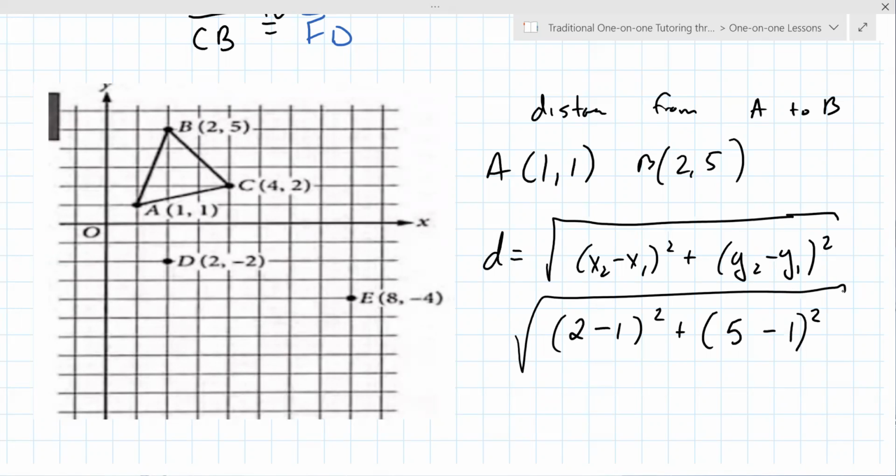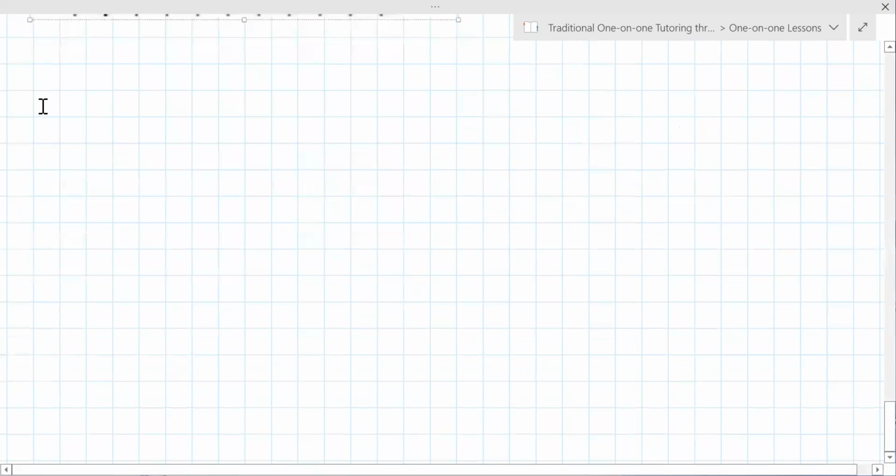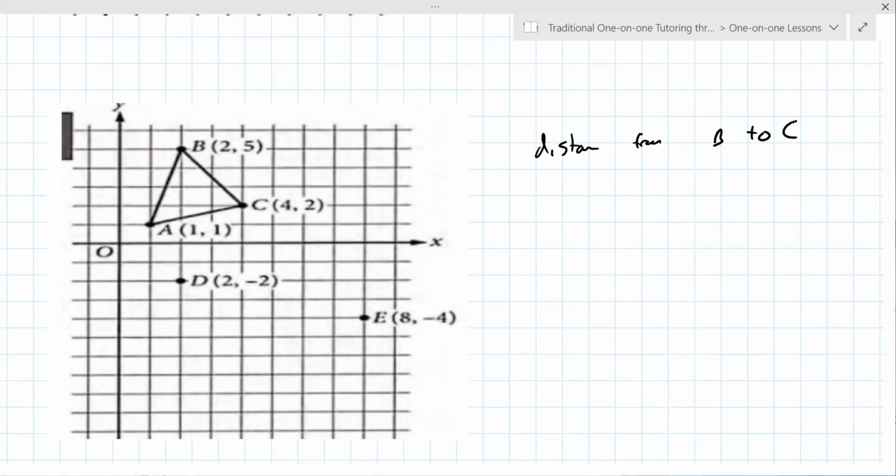1 plus 16 is 17. So it's the square root of 17. Yep. Good. Now let me copy this down and let me have you find one more distance for me. Let's find the distance from B to C. The distance between B and C. Okay. Got it.